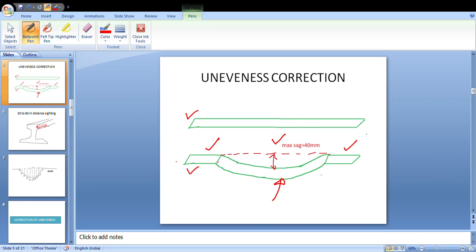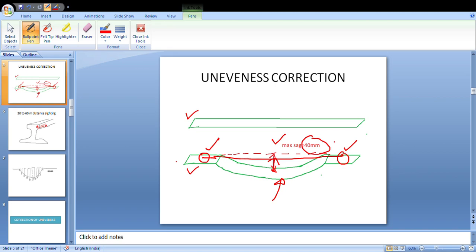Now you have to fix a chord from straight portion to straight portion, like this, and using a scale measure the maximum gap between this thread and the rail surface. That will give you the sag or unevenness. Let us say you got a maximum of 40 mm.